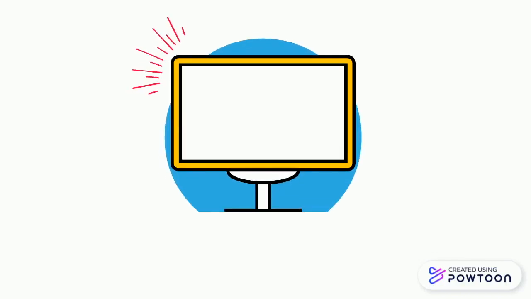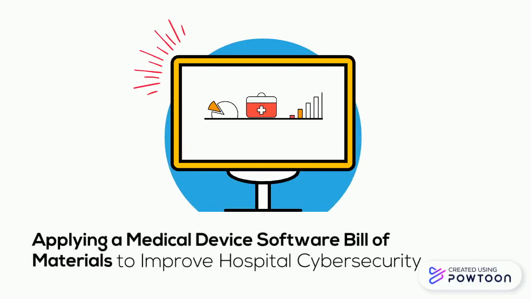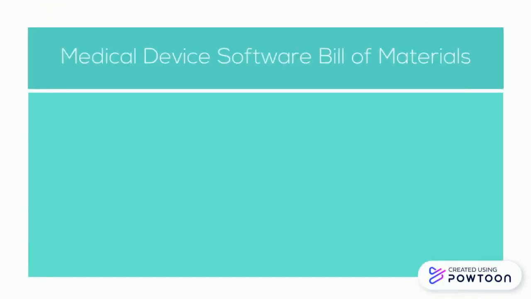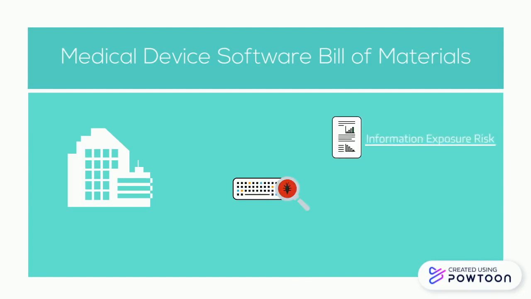This presentation reviews how hospitals can apply a medical device software bill of materials to improve risk management and operations around medical device security to reduce the risks of information exposure and patient harm. Hospitals lack necessary data on software components in the medical devices they purchase and operate to reduce the risks of protected health information exposure and patient harm.